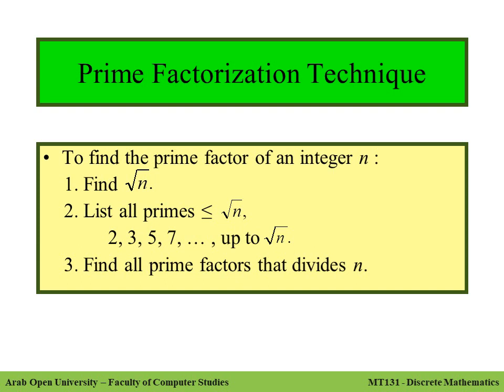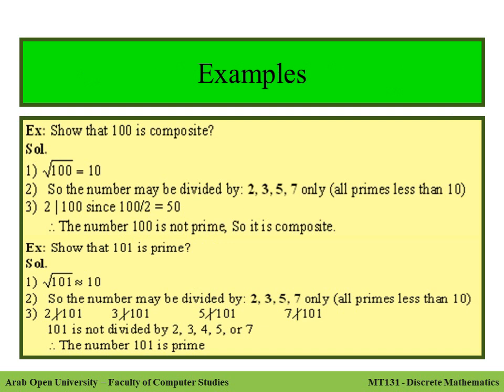Here is an example to show 100 is a composite. The square root of 100 is 10, and the only primes less than or equal to 10 are 2, 3, 5, and 7. If you try the first number, 2, 100 is divisible by 2, and therefore it is not a prime, therefore it is a composite.